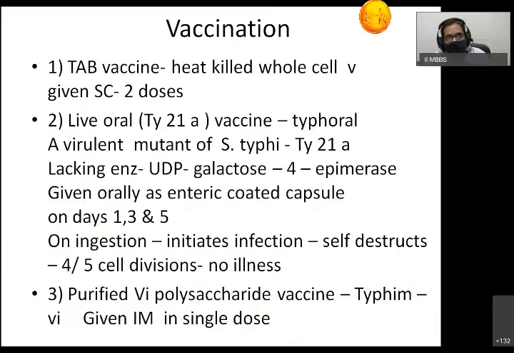Vaccination. The TAB vaccine is a heat-killed whole-cell vaccine given subcutaneously in 2 doses. A live oral vaccine, the oral Ty21a vaccine, an avirulent mutant of S. Typhi strain Ty21a, can also be used. On ingestion, it initiates infection, but later there is cell destruction after 4 to 5 cell divisions. No illness occurs, and the patient is vaccinated. Or you can use the purified Vi polysaccharide vaccine, Typhim Vi, given intramuscularly as a single dose.